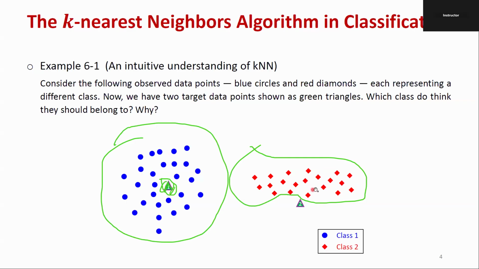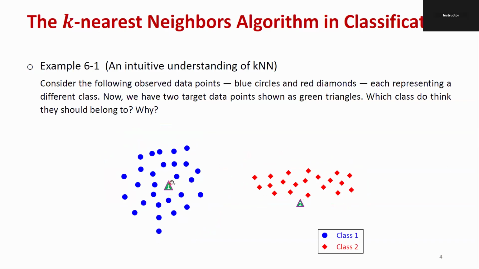and red points are my training data. Remember, it's a classification problem, so for each training data point you should have a class label. I just use color. When you see a blue circle, that means the training data belongs to class one. When you see a red diamond, that means the training data belongs to class two. So these are my training data.